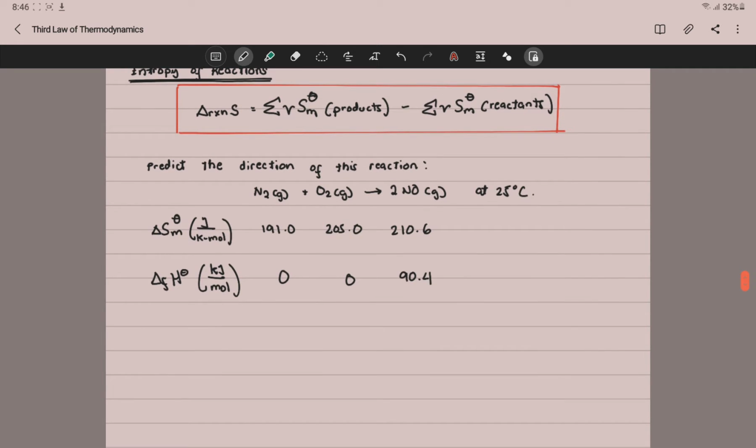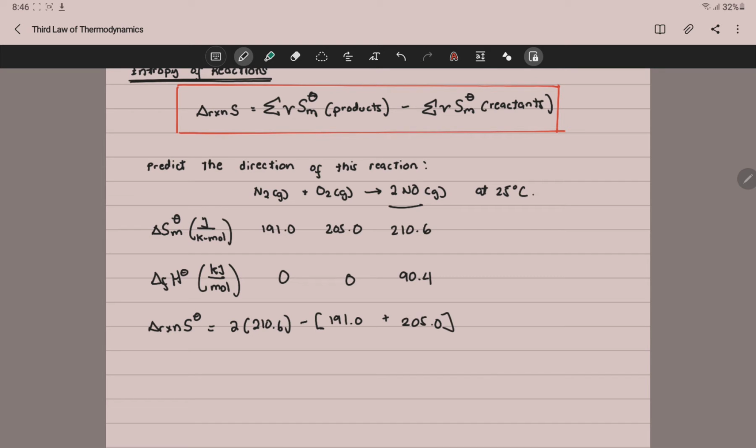So to get the entropy of reaction, gagawin natin, we will take the sum of the entropies of the product. So yung product dito is just your NO. So just multiply the coefficient 2 by the value of your entropy, which is 210.6, minus the sum of that of your reactants. So for nitrogen gas, that's 191. And for oxygen gas, that's 205.